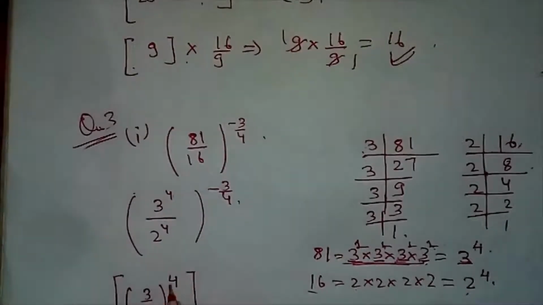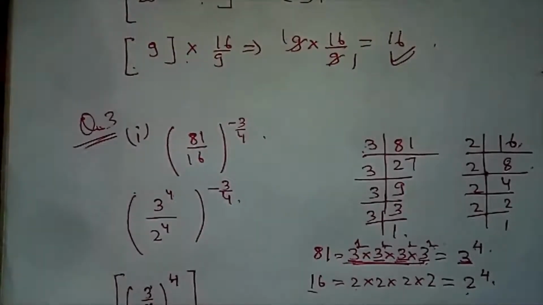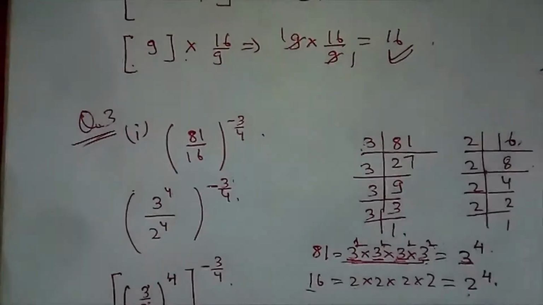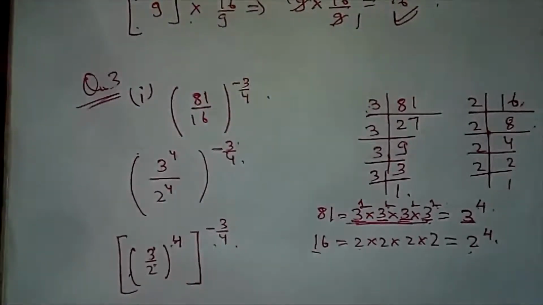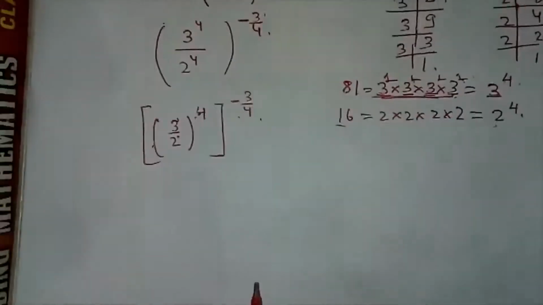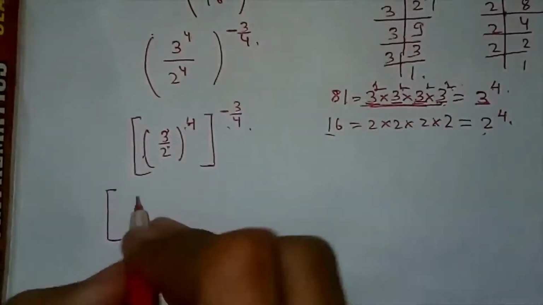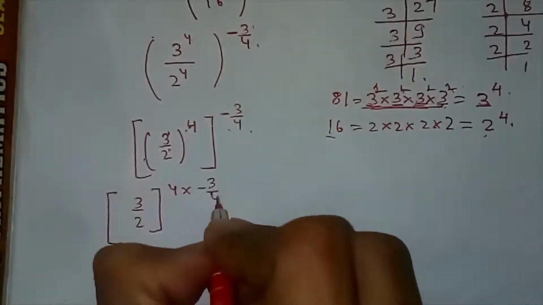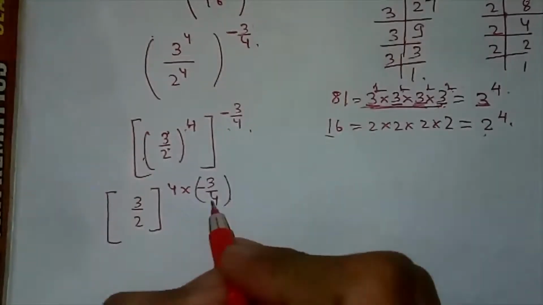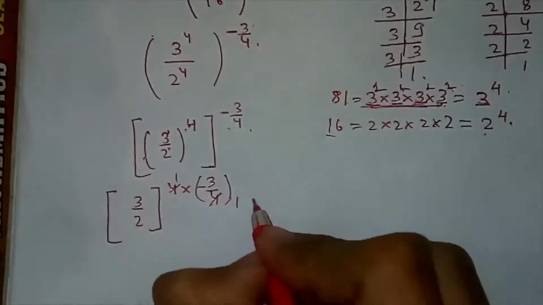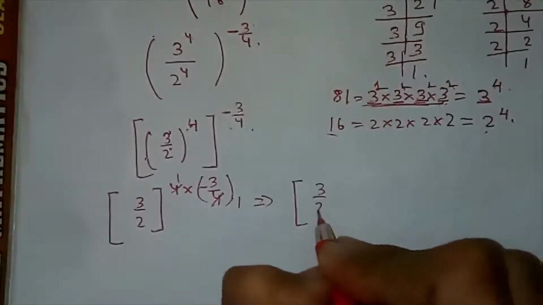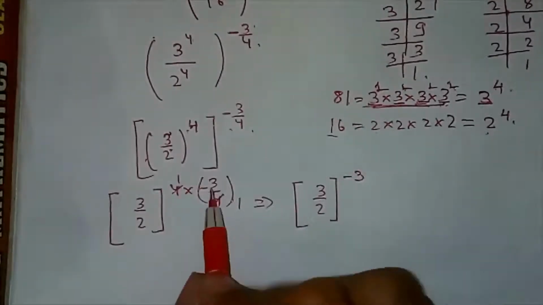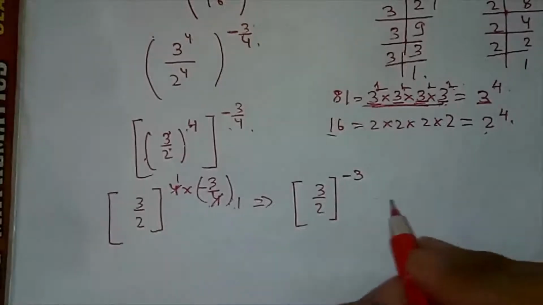We are taking the power as common. So here it gets 3 to the power 4 and 2 to the power 4. So again writing this power here. Here the powers are in multiplication. We will do like this: 3 by 2 to the power 4 into minus 3 by 4. So here 4 ones are 4, 4 ones are 4. We get 3 by 2 to the power minus 3, because 1 into minus 3 is minus 3 and the 4 is cancelled out.